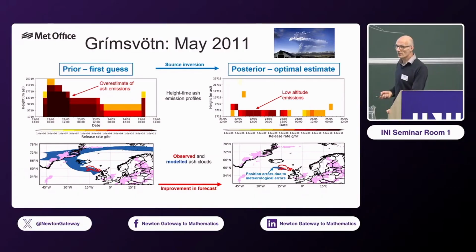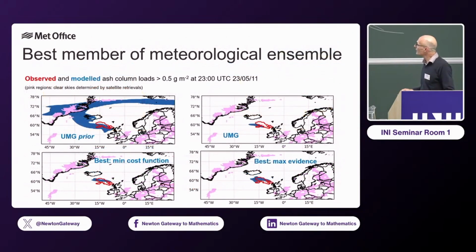And because we have errors in the meteorology, we can go further than just using the deterministic forecast, where you just take the optimal value from the posterior. We can use an ensemble of forecasts and select the best of those forecasts. We do this in a couple of different ways, one of which is minimizing the cost function, and another is maximizing the evidence.